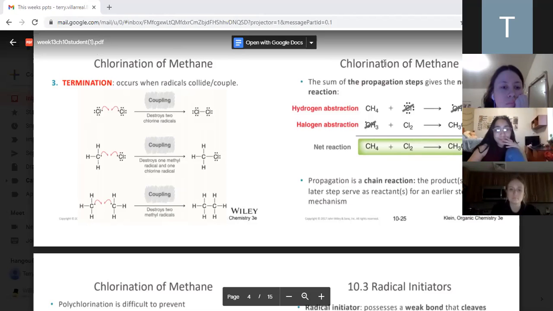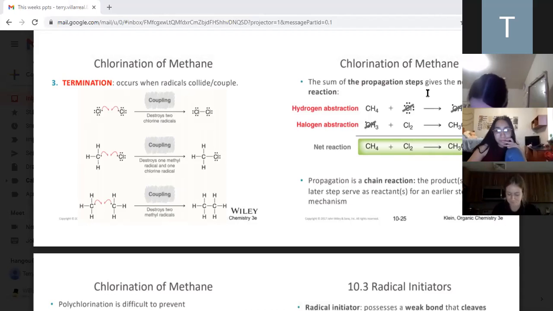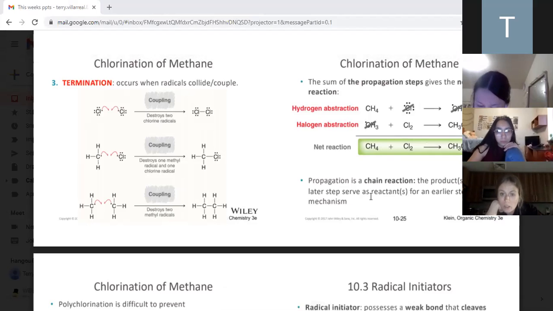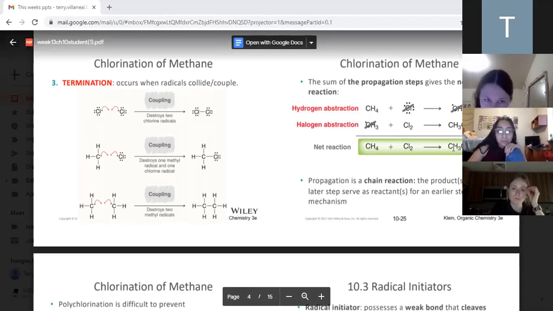All right, so chlorination of methane. The sum of the propagation steps gives us the net reaction. So essentially, when we go through the whole thing, CH4 plus Cl2 will give us CH3Cl plus HCl, right? Propagation is a chain reaction. The products of a later step serve as reactants, right? Chain reactions in chemistry generally keep forming products and go about their business until they are neutralized. So this is what the overall reaction scheme looks like.